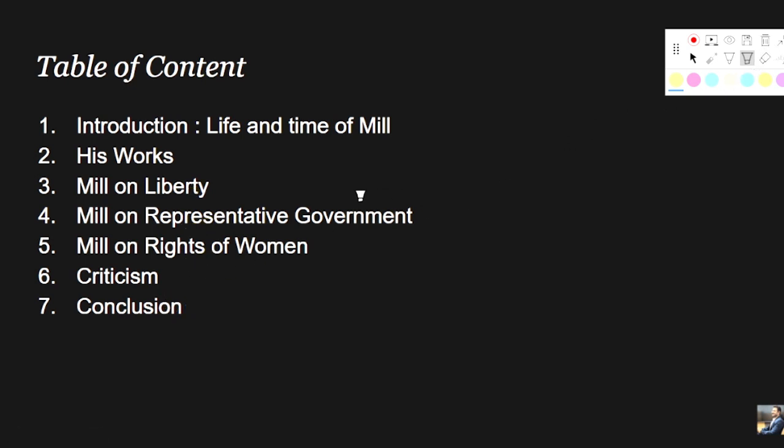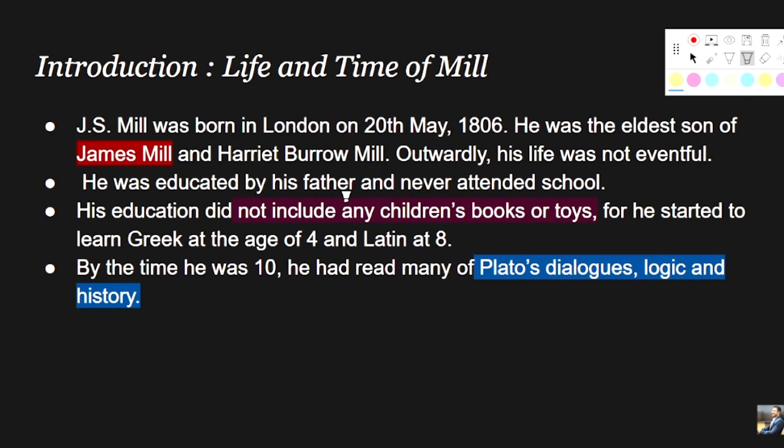So let's get started with the first part, that is the introduction, life and times of J.S. Mill. As I have already told you, J.S. Mill was born in London on 20th May 1806, right? Not so important for our political science PSIR exam basically, but we just have to have an idea, because as the great Mr. Laski says, every thinker is a child of his life and his time, right?